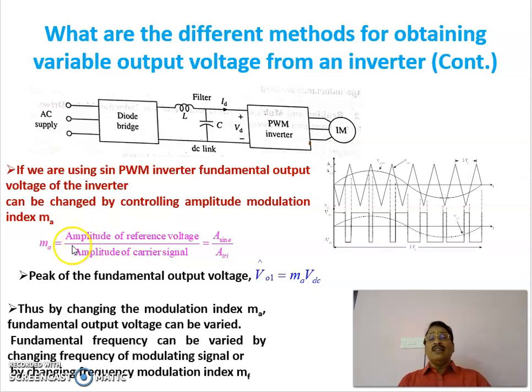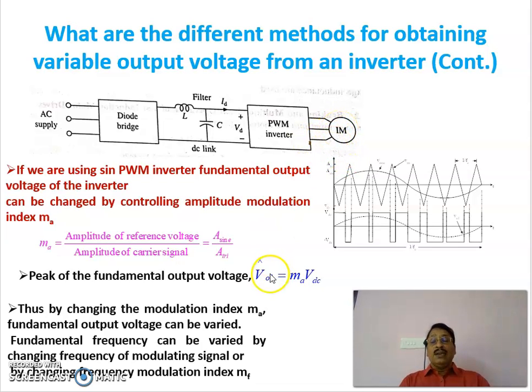Now, by controlling the value of MA, the amplitude modulation index, you can vary the fundamental output voltage of the inverter. For the fundamental output voltage of the inverter connected to the stator of the induction motor, the maximum magnitude is given by VL1 equal to MA into VDC. Therefore, the RMS value of this voltage is MA into VDC divided by root 2, which is equal to 0.707 MA VDC. Therefore, by controlling the modulation index MA, you can vary the fundamental voltage to the stator of the induction motor.